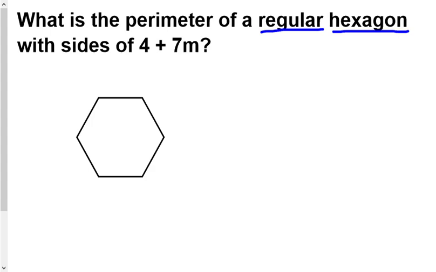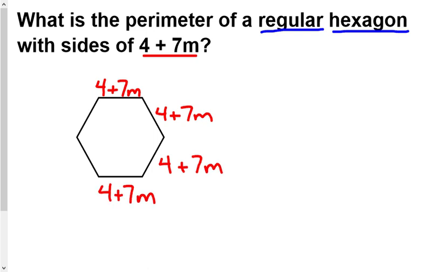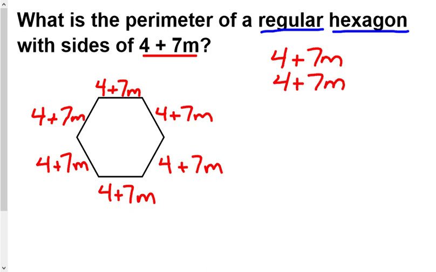So now I need to label the side lengths. The sides are 4 plus 7m. So that means each side is 4 plus 7m. And if I want to find the perimeter of that, I can line it up like this: 4 plus 7m, 4 plus 7m, 4 plus 7m, 4 plus 7m.